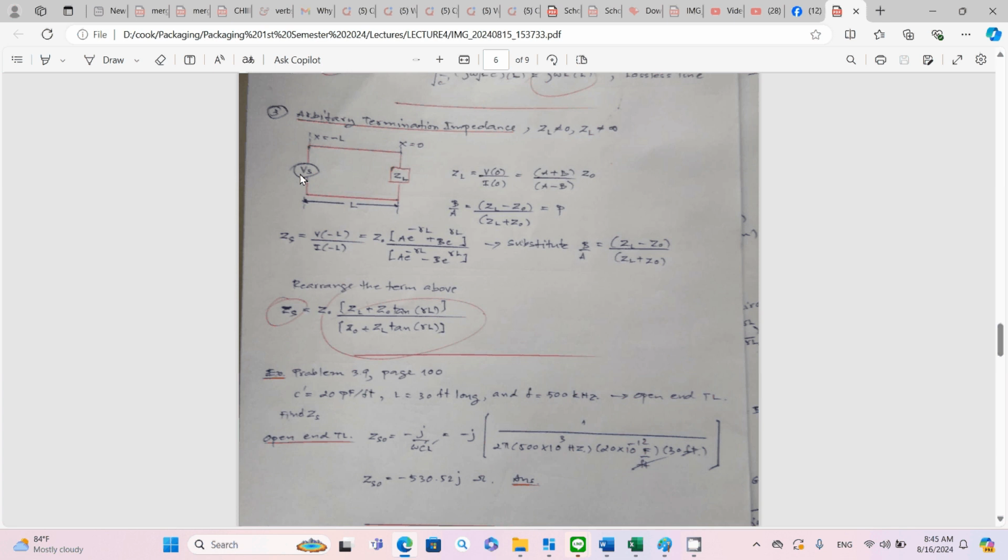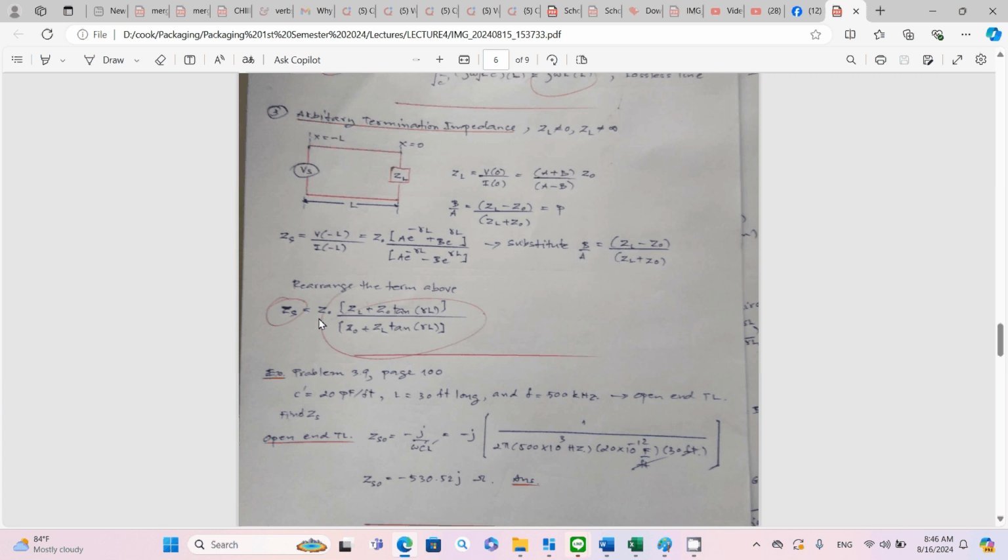And for the source end, you end up with this term. We just work straightforward. And if you substitute B over A, because you have A and B here as constants, right? You get rid of B and A by using whatever you have in the circuit, which are the load impedance and the characteristic impedance.